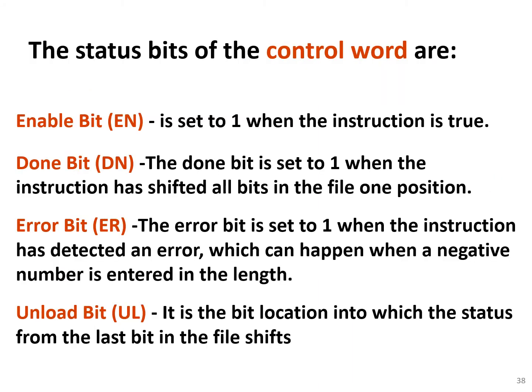The status bits of the control board are: enable bit is set to 1 when the instruction is true. Down bit, the down bit is set to 1 when the instruction has shifted all bits in the file one position. Error bit, the error bit is set to 1 when the instruction has detected an error, which can happen when a negative number is entered in the length.